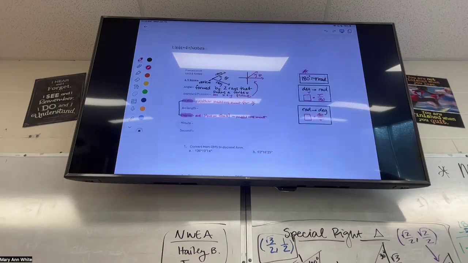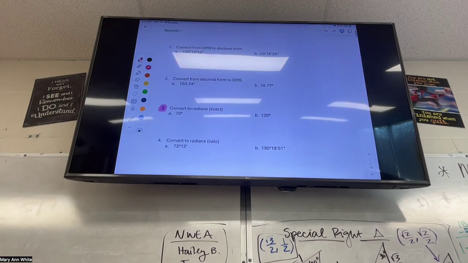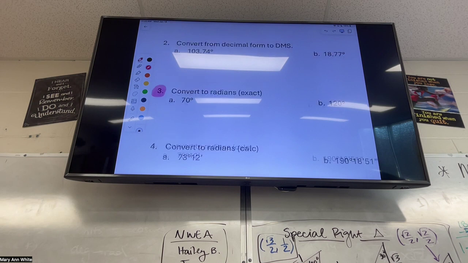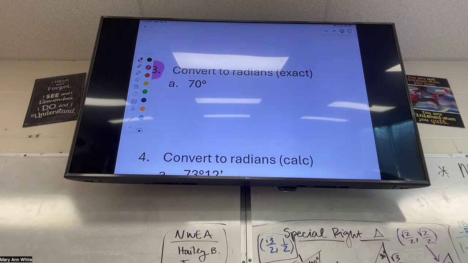Okay, so let's jump down to number 3. That says convert to radians, and I want us to be exact, which means I do not want a decimal. I want a fraction, okay? So we're going to take 70 and we're going to multiply it by pi over 180. Anything you can cancel out there? The zeros, the tens, anything else? As good as it gets. 7 pi over 18.